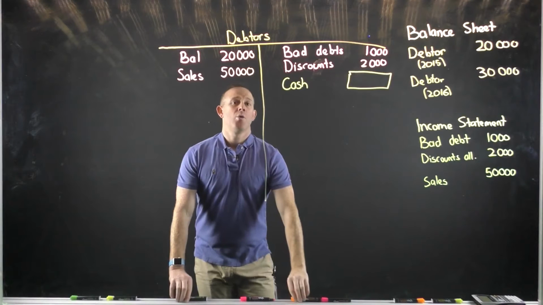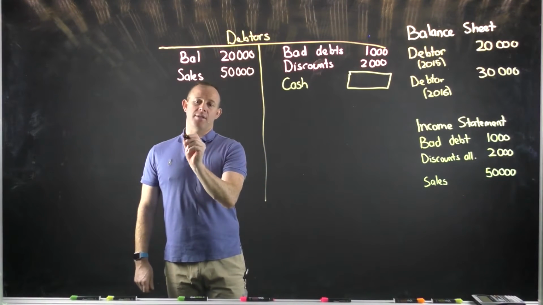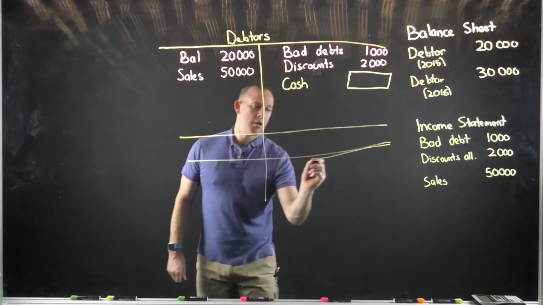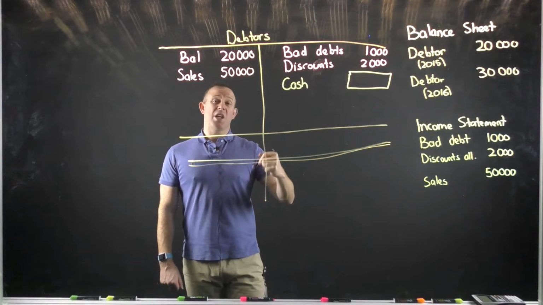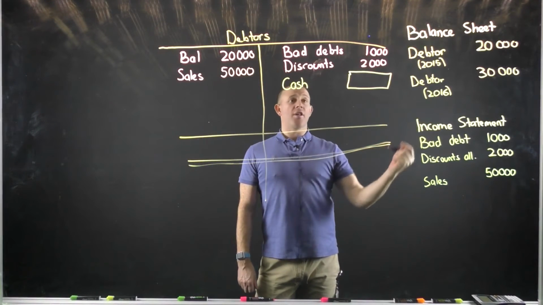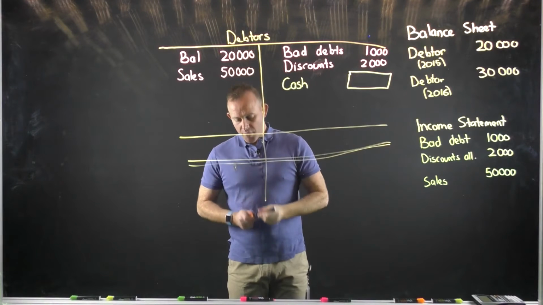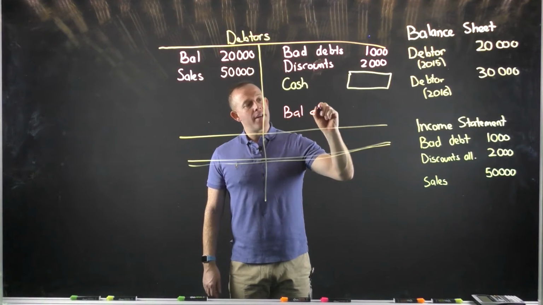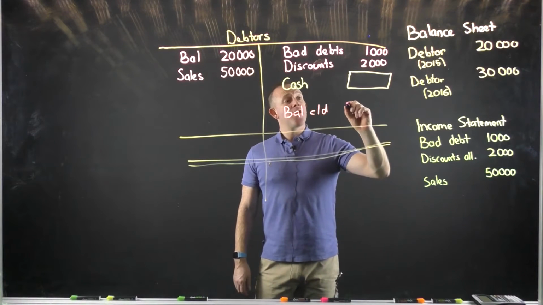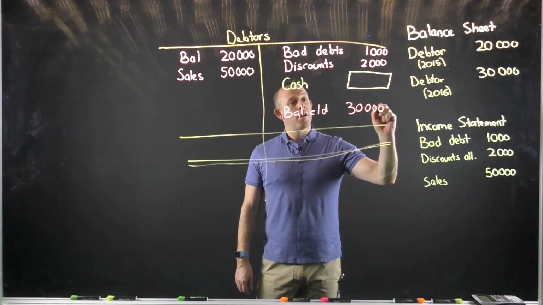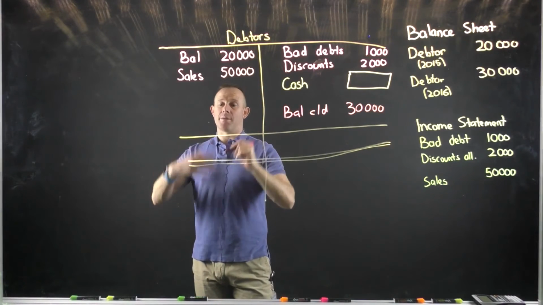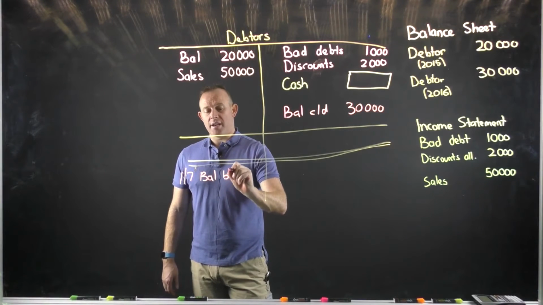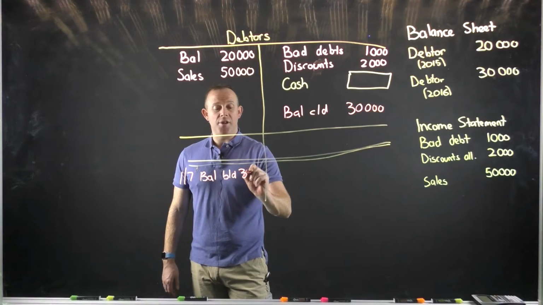To work that out, we need to formally balance off the accounts. So draw your lines. And then we look at what is the closing balance of our debtors. It is $30,000. So here we write back in pink, balance carried down is $30,000. And that also goes down the debit side because it is debit in nature. So on the 1st of July, balance brought down is $30,000.